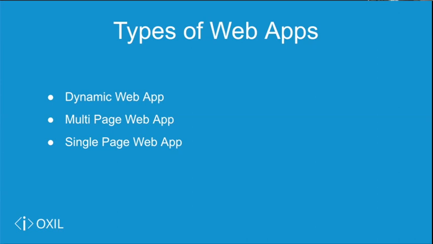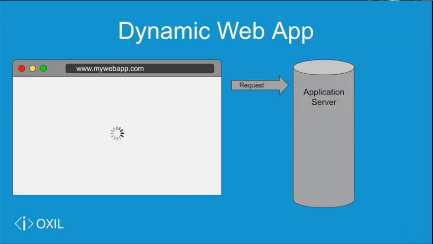A single HTML page is loaded from the server when you first visit the site, and all the content for the site is loaded up front. So as you're navigating around, there's no need to go back to the server for any more content. And these rely heavily on JavaScript to make this possible. So let's, in practice, see how this actually works and how they compare and contrast. So in the case of a dynamic web app, you would go to your mywebapp.com website.